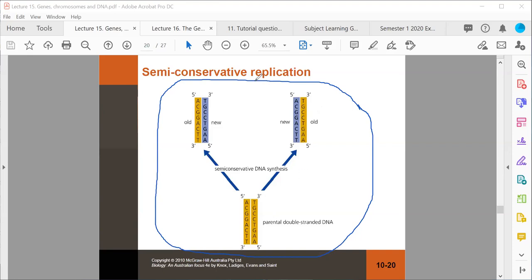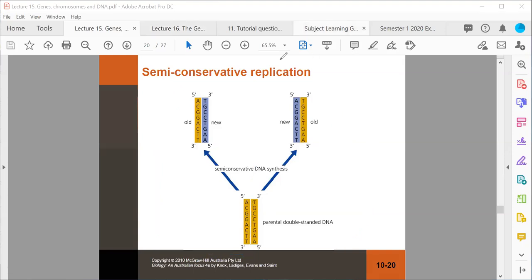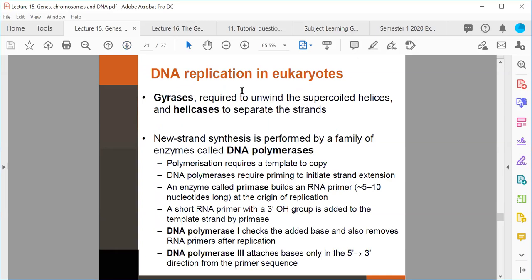So when this cell divides into two, each of those cells will have exactly the same DNA as each other, and exactly the same as what was there in that original single cell. So that's the process that we'll be looking at tonight. And we'll be looking specifically at DNA replication in eukaryotes. So of course, animals, plants, fungi, and the protists.